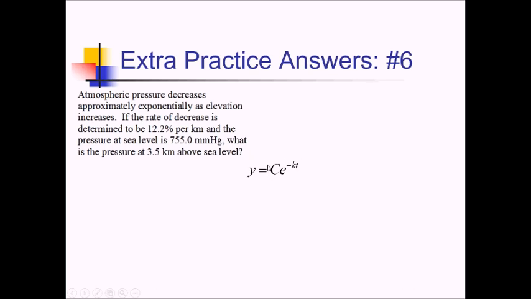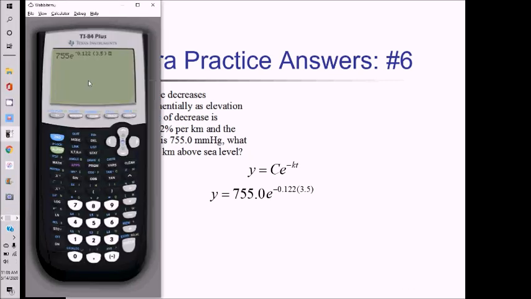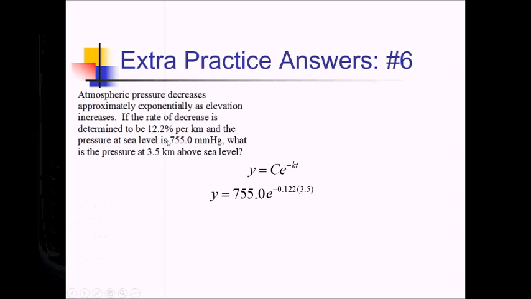Well, they did give us the C value, this initial pressure of 755. And the rate here, that one we're pretty sure about. This is going to be 12.2% that we're plugging in for k, so 0.122. And then for time, that's actually not time, that's elevation. That's going to be this 3.5. So there's our setup. There's what we're going to have to plug in our calculator. Let's go ahead and do it now. So if I plug all that in, I get about 492.6, we'll round it off to 610. And that was the pressure they were talking about, so that's going to be millimeters of mercury.